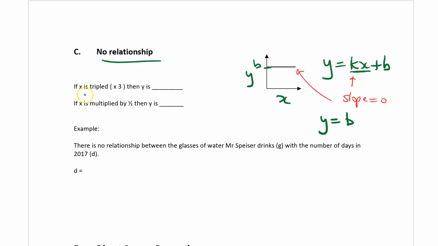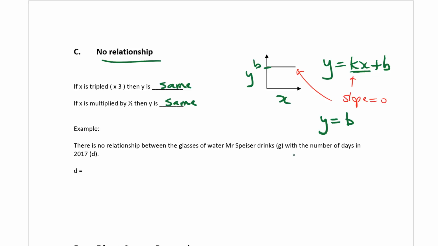So if x is tripled or multiplied by 3, then y stays the same. If x is multiplied by half, then y is the same. There is no relationship. It doesn't matter what you do with x, y is going to stay the same. Here's an example. There's no relationship between the number of glasses of water Mr. Spicer drinks, G, with the number of days in 2017.